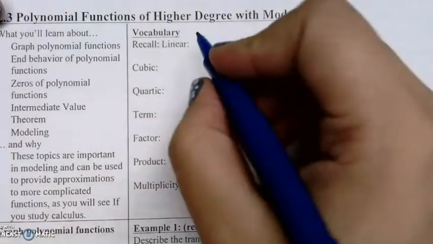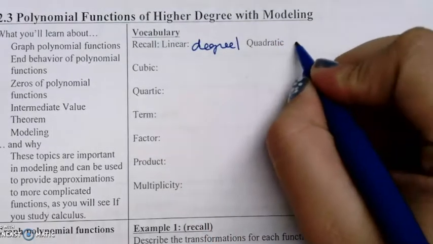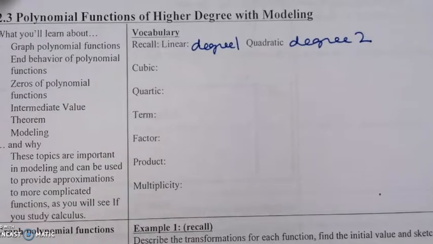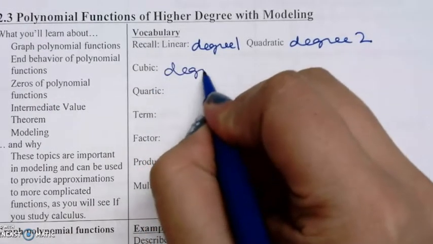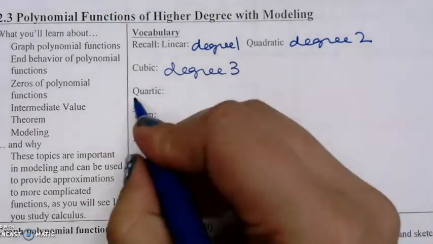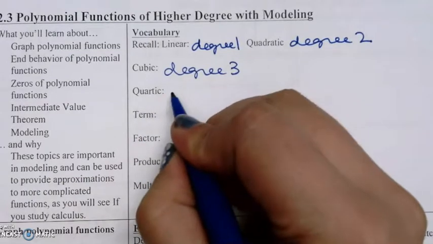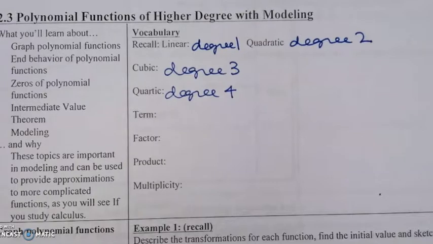All right, recall from our previous sections that linear means you have degree 1, quadratic means degree 2. So then in this section, we're talking about higher degrees. So cubic, like x cubed, degree 3. Quartic, like quarter, is 1/4. So quar means 4. This one's degree 4. And then just some general terminology.